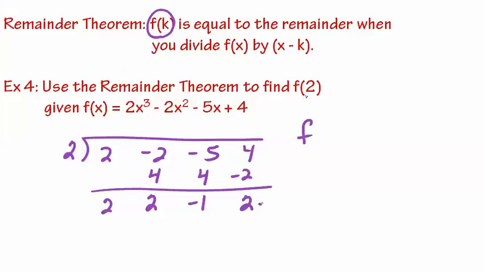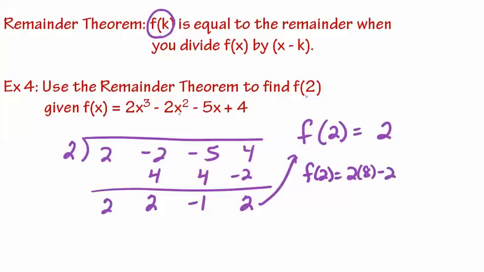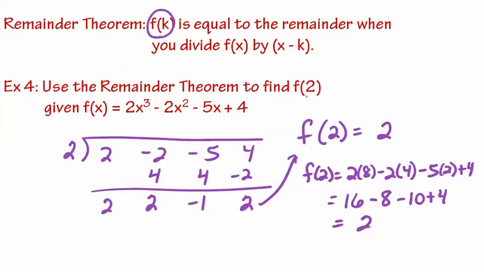So we believe that this conclusion tells us that f of 2 should be equal to 2. Now let's convince ourselves whether that's correct. If we do this the old-fashioned way, let's find f of 2. We would put 2 in for x and we would cube it, so we'd have 2 times 8 minus 2 times, we'd put 2 in and square it and we'd get 4. Put 2 into the next term and of course that'll be a minus 10. Well, let's check out our arithmetic here. 16 minus 8 minus 10 plus 4. So we come up with 2.